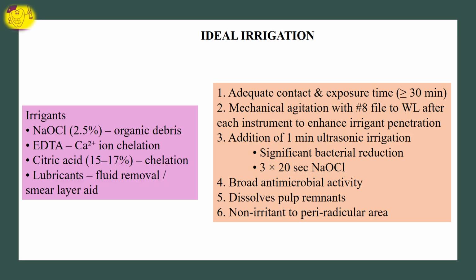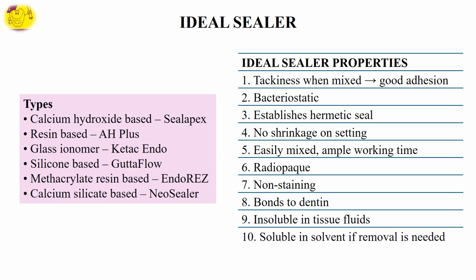Ideally, there is no proven method of irrigation or duration of irrigation. However, you can do almost 20 seconds of sodium hypochlorite up to 3 times, and that will give a broad antimicrobial activity. It tends to dissolve the pulp remnants, and it has to be non-irritant to the periradicular area to be called an ideal irrigation material.